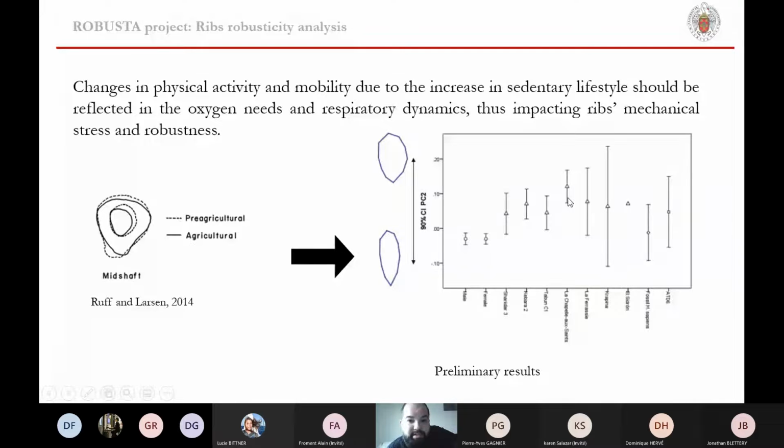So when we studied the cross-section morphology, we saw that Neanderthals overall have a rounder cross-section compared to modern humans, but fossil modern humans, which are these that we see here, are somehow between Neanderthals and modern humans. So probably their rib cross-sections were somewhere in between a thin and a rounder cross-section. But this is very, very preliminary, as I said.